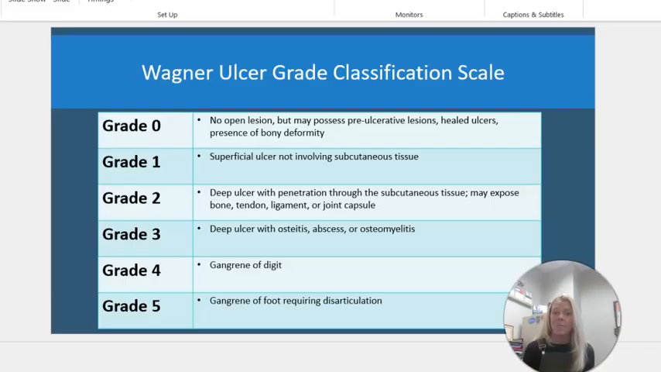A grade 1 would be a superficial ulcer. It does not involve any subcutaneous tissue, so this would only be through the skin. A grade 2 is a deep ulcer that does go down through the subcutaneous tissue. It can expose bone, tendon, ligament, or joint capsule. A grade 3 is a deep ulcer with osteitis. Osteitis is inflammation of the bone itself.